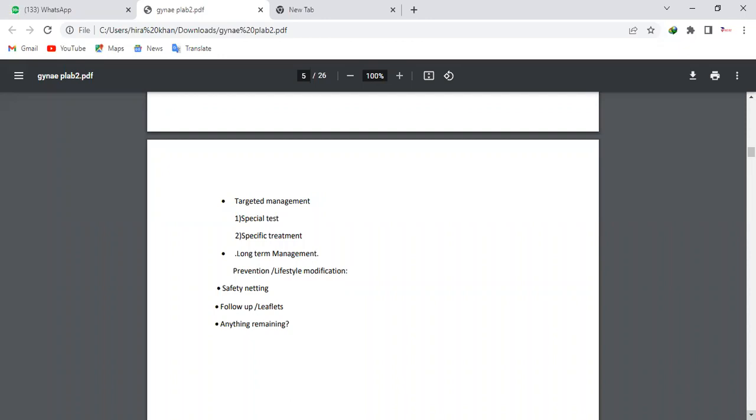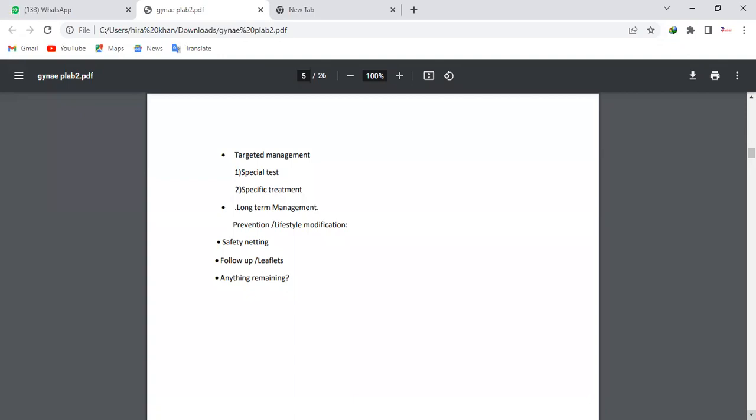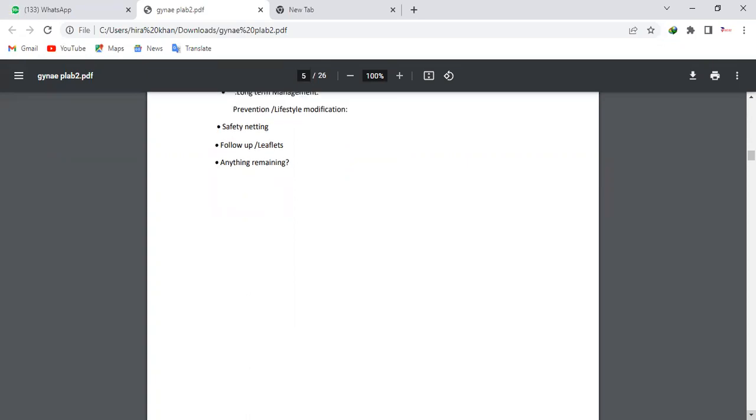Okay. And then if you are admitting the patient, do not offer leaflets, people. That is a big blunder. People do say, I'm going to admit you, and also here are the leaflets. If you are admitting the patient, there is no need to give leaflets, you are already admitting the patient. Okay. And then afterwards, anything remaining, if the patient has mentioned something previously, you have to address it here. Okay. So that is the rough approach.